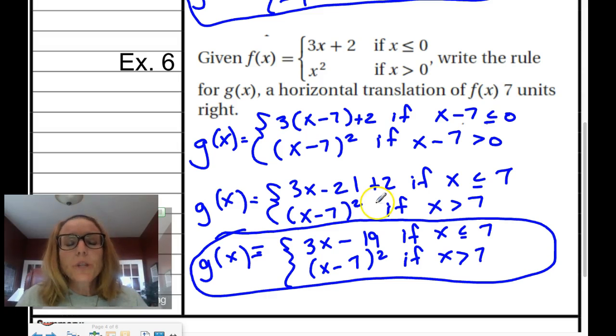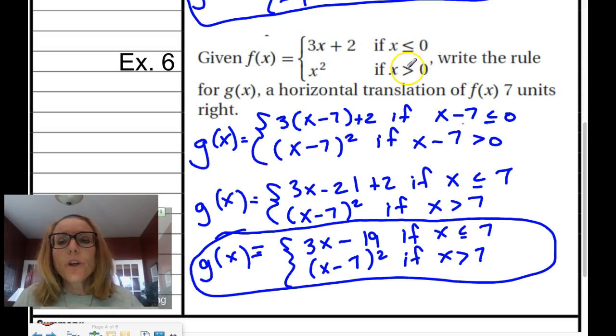So notice again, when you do a horizontal transformation, the rule and the interval both change when you're going to the right or the left.